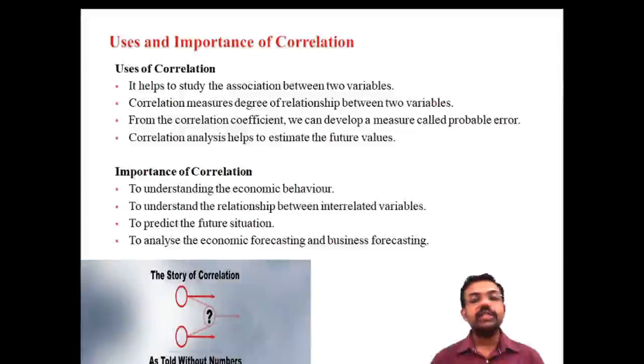Another use, correlation measures the degree of relationship between the variables, whether it is positive, negative, or there is no correlation. So there is a positive correlation, negative correlation. We can easily identify with the help of the correlation. And the third one, from the correlation coefficient, we can develop a measure called probable error. We already discussed probable error. What is the probable error? Probable error means 0.6745 into 1 minus r square divided by root 10. That is a probable error. From the coefficient of correlation, we can easily develop a measure, that is the probable error.